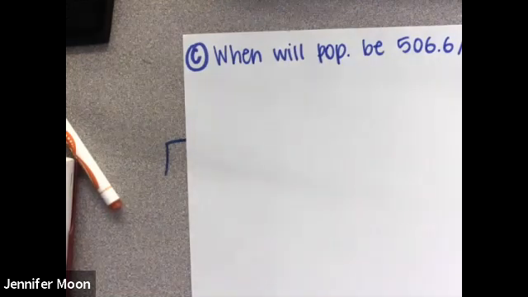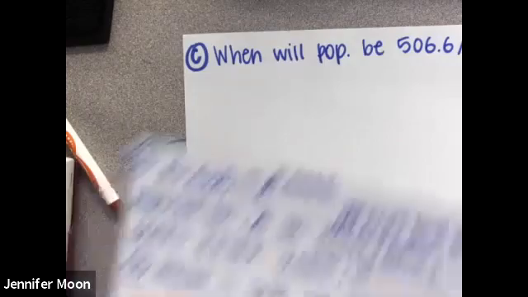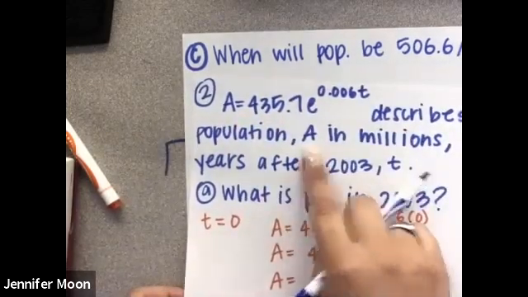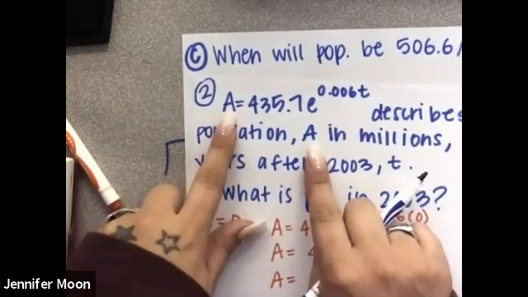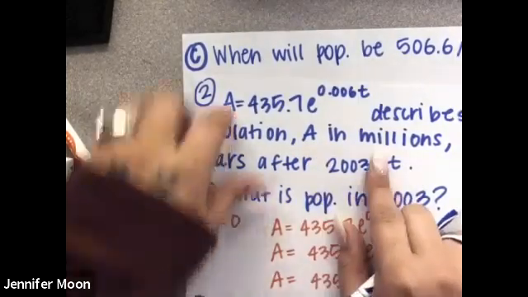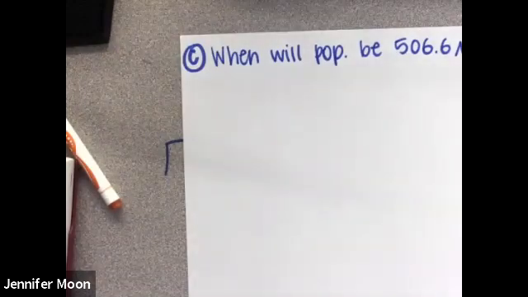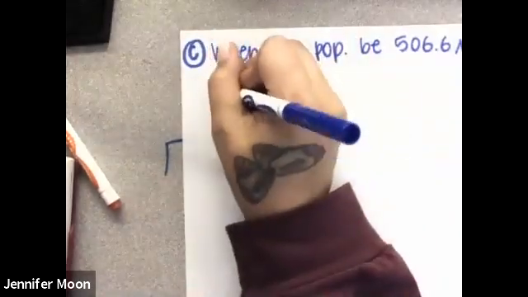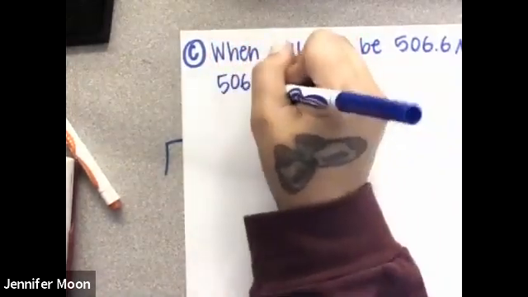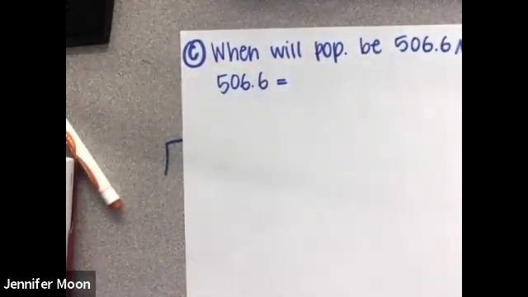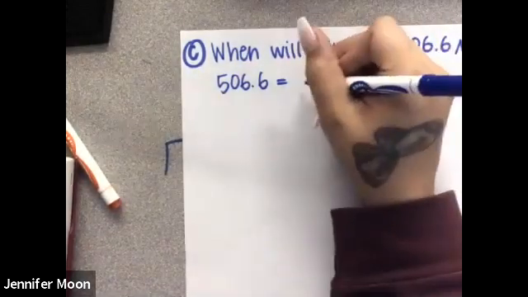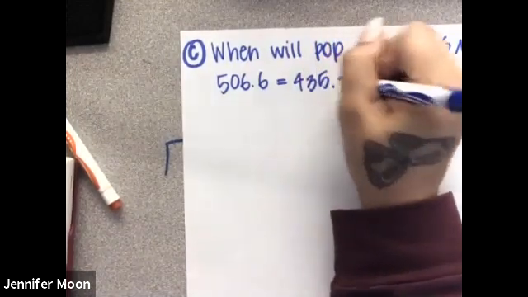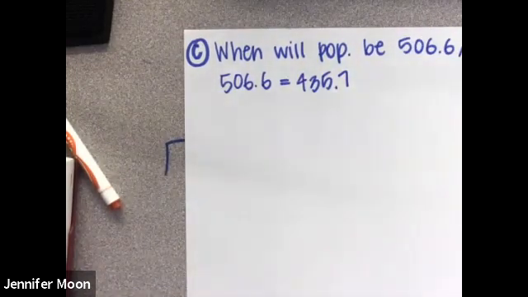So in this right here, this describes the population, A, right? A is my population in millions. This problem asks me, when will my population be 506.6? So that's my A. Okay, so what you do is you do 506.6 equals, and then following the rest of the formula that it gave me, right? It was A equals 435.7 e to the, right?